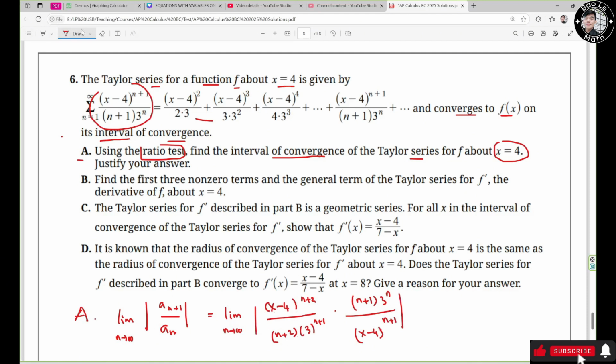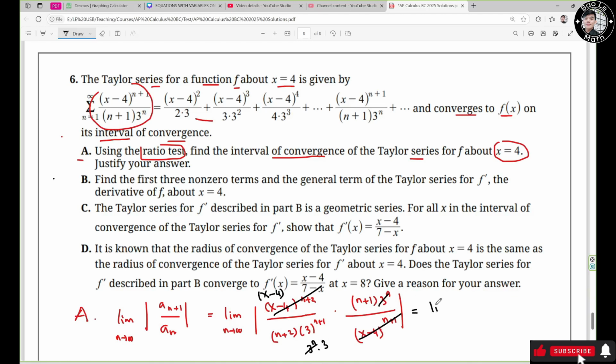Now we're going to simplify this one. s minus 4 raised to the n plus 2, and this one turns out to be s minus 4 left here, right? Now this one right here, 3 raised to the n plus 1, I just write 3 raised to the n times 3, right? So this guy cancels out, right?